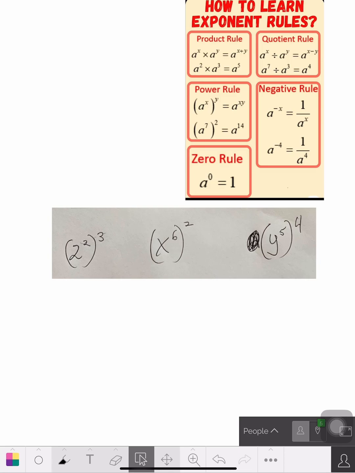Today we're going to go over exponent rules. I got some problems underneath. We'll do them and I'll explain how they're done. And you're going to find, well, this is a little easier than I thought.